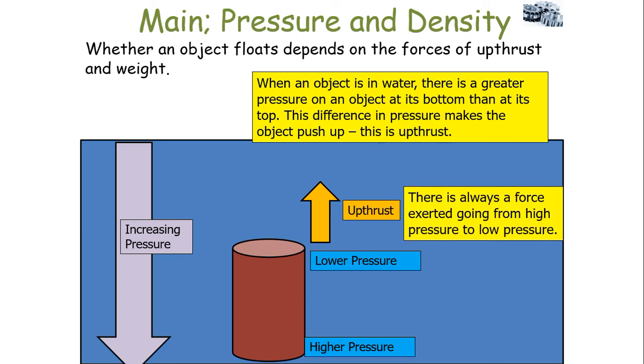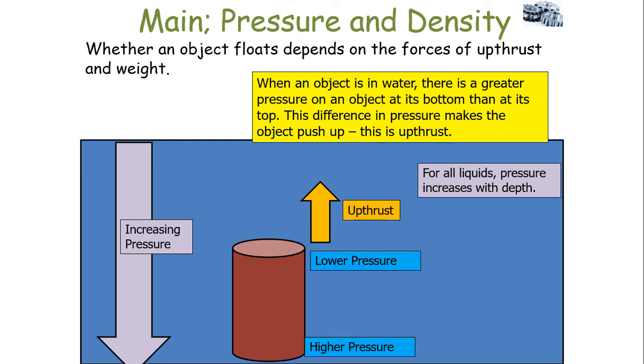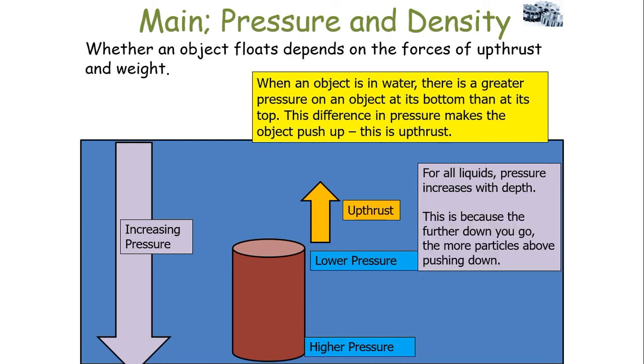So a force will be exerted because there's a difference in pressure, and a resultant force is always produced when there's a change in pressure. So the resultant force will be acting from high pressure to low pressure. That's how forces always act in a situation. It's the same effect that explains the wind. Wind is produced by a force which is exerted on air particles to move from a high pressure to a low pressure. So because in all liquids pressure increases with depth, the further down you go, the more particles are above you pushing downwards. So it produces this difference in pressure, and it produces this upthrust force.